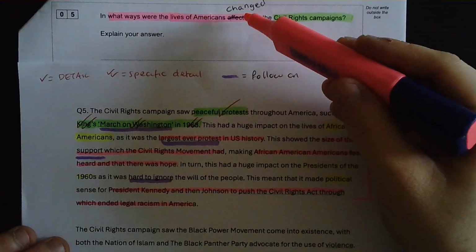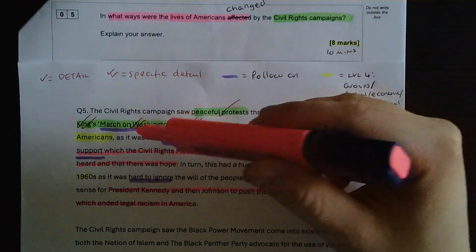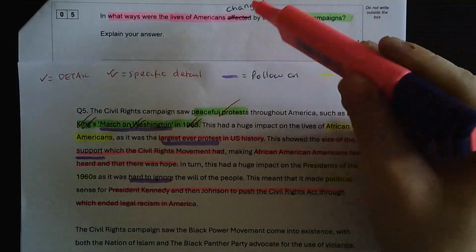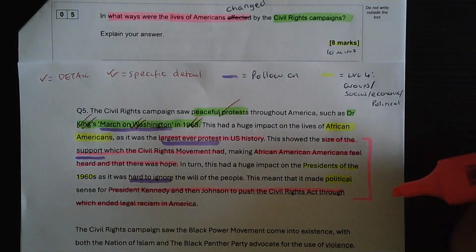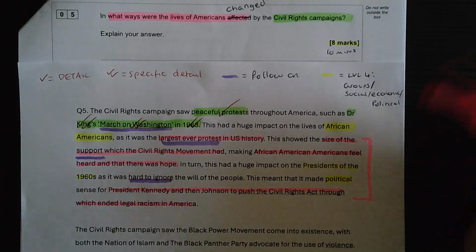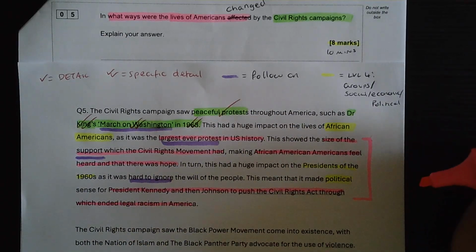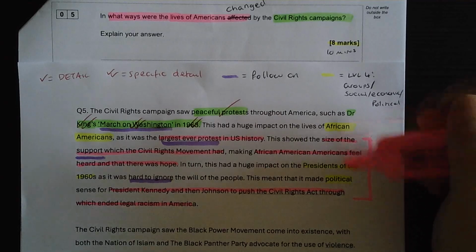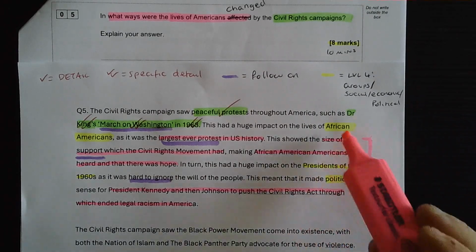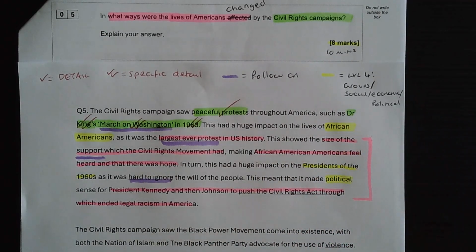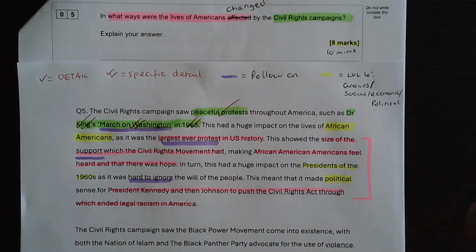about different groups and how they changed, how this March on Washington changed them. So how it changed African Americans, how it changed Presidents Kennedy and Johnson. So that there is 4 out of 8 on its own. Yeah, potentially 5 because you've talked about 2 different groups. And we just need another one of these paragraphs to get me full marks.